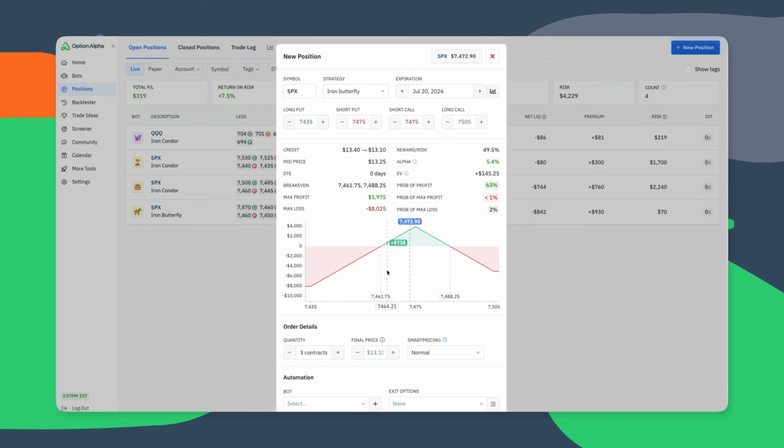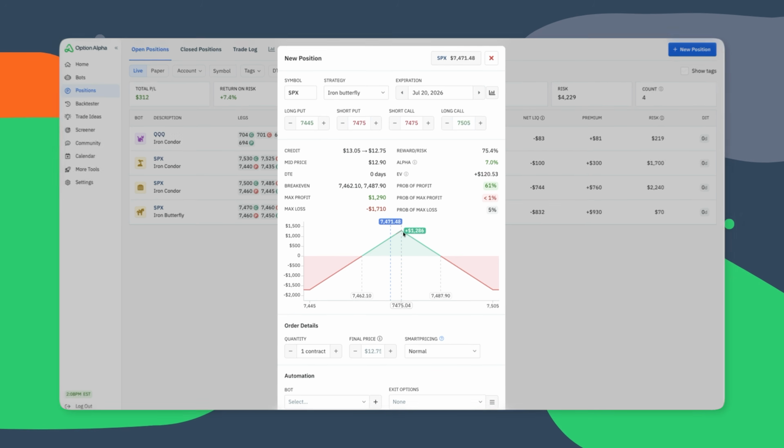Now let's compare that to the iron butterfly. An iron butterfly is also neutral, but it is tighter and more centered. Instead of selling strikes far above and far below the market, an iron butterfly sells a call and a put at the same middle strike, then buys protection above and below. So an iron butterfly says, I think price stays close to this area. It is still a range-based trade, but the range is usually much tighter than an iron condor. The benefit is that you can often collect more premium, but the trade-off is that the price has less room to move before the trade becomes challenged.